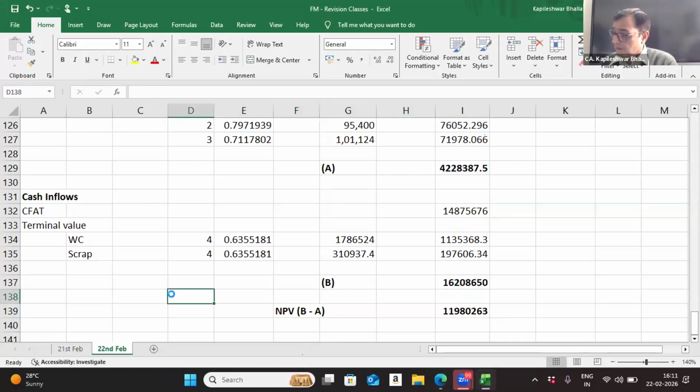Meantime, I'm just going to check the answer as well. Hope the calculations are correct in this case. So my NPV is coming to 11,988. It is perfectly correct. I think in the book it's 11,988. We're getting a slight difference of almost 8 rupees.